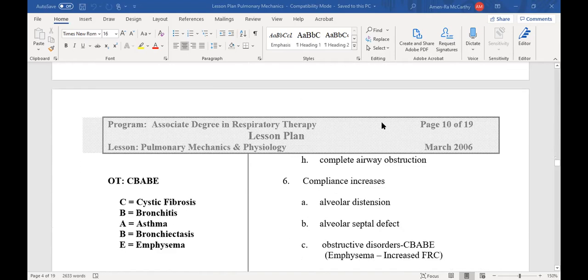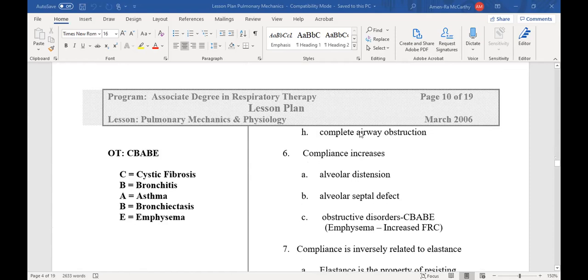All right. And then the last one was complete airway obstruction, right? If I have you completely closed off, you're getting strangled or you choke on a chicken bone and it completely closes your airway off, right? Then it's going to be restrictive. There's nothing you can do. You can't even get the air to the lungs, okay?